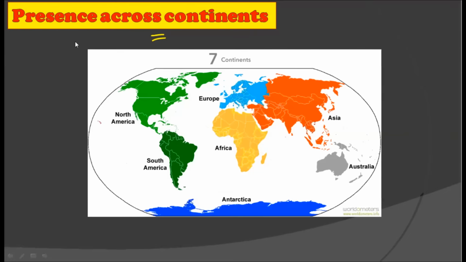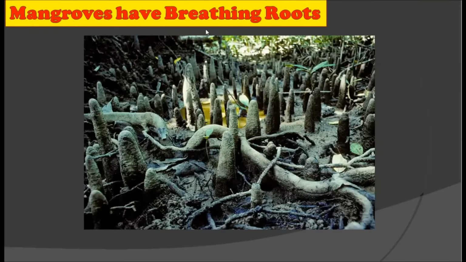All right. Now their presence across the continents. As you know, we have 7 continents, and out of these 7 continents, they can be found in North America, South America, Africa, Asia, and Australia, except Europe and Antarctica. That is, they are completely absent in Europe and Antarctica, but they can be found in North America, South America, Africa, Asia, and Australia. So, continent-wise, they have presence in 5 continents except the two called Europe and the Antarctica.